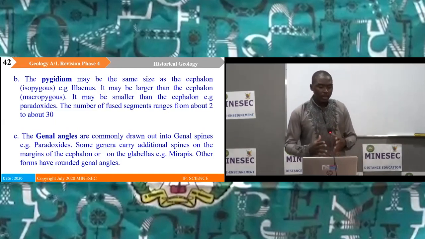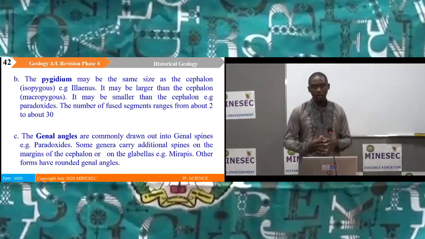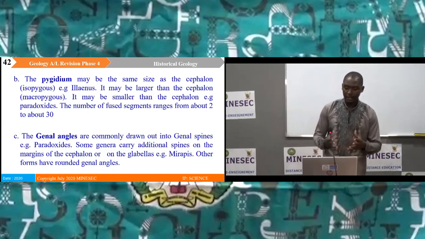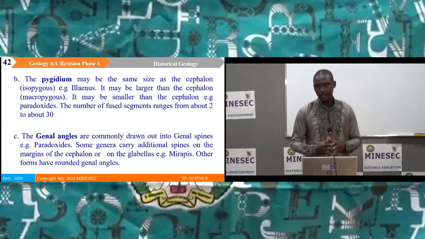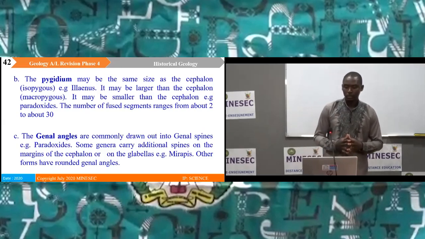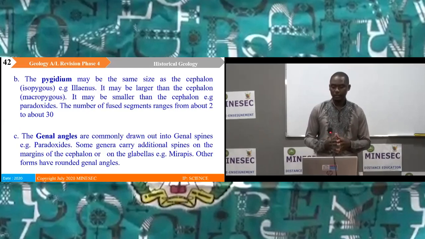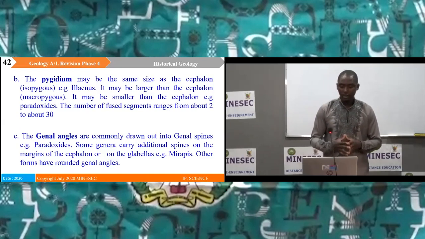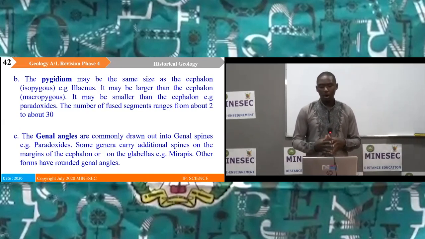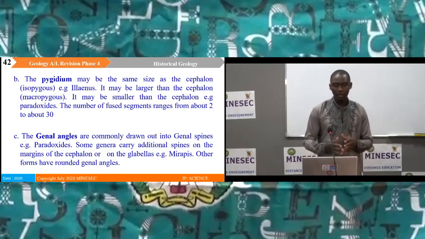The pygidium might be larger than the cephalon. In this case, we have micropagos. The pygidium might be smaller than the cephalon in some cases. We have genal angles, commonly drawn into spines in paradoxides. Some carry additional spines at the margins of the cephalon or the glabella. We have the mirapids. Others have rounded genal angles.